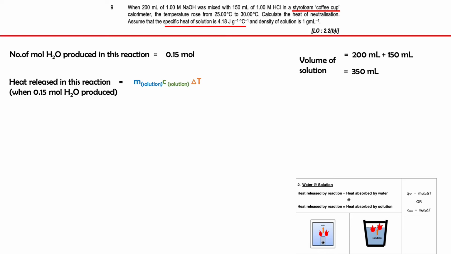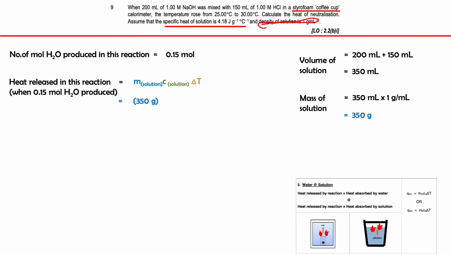But madam, this is volume of solution. This is not the mass. Hey, worry not, we are given the density of the solution. So from there we can get the mass of solution, which is 350 ml multiplied by 1 gram per milliliter, and we are going to get 350 gram. So from this data, we substitute it into the formula.